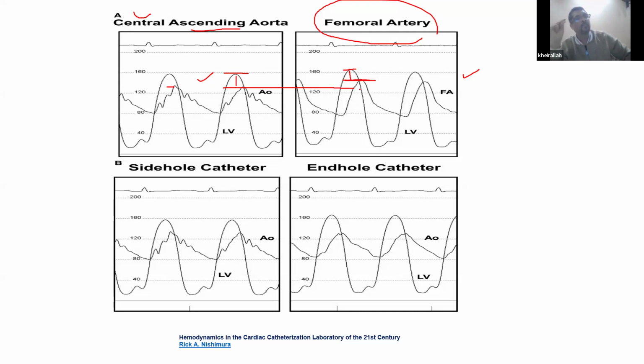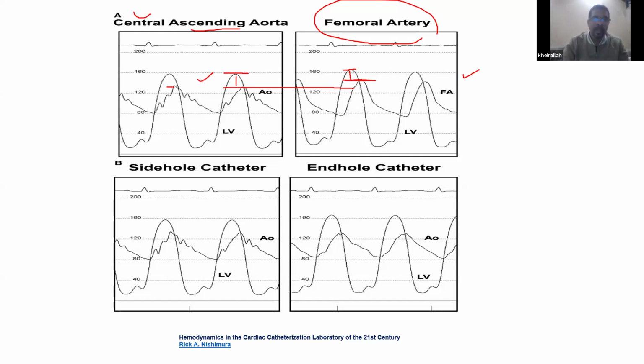Therefore, the standard for estimation of the aortic gradient invasively is to use a central aortic catheter. Don't use a femoral catheter or a radial catheter. Okay, because if you do that, there will be an underestimation of the gradient. Why? Because of the peripheral augmentation of the pressure.